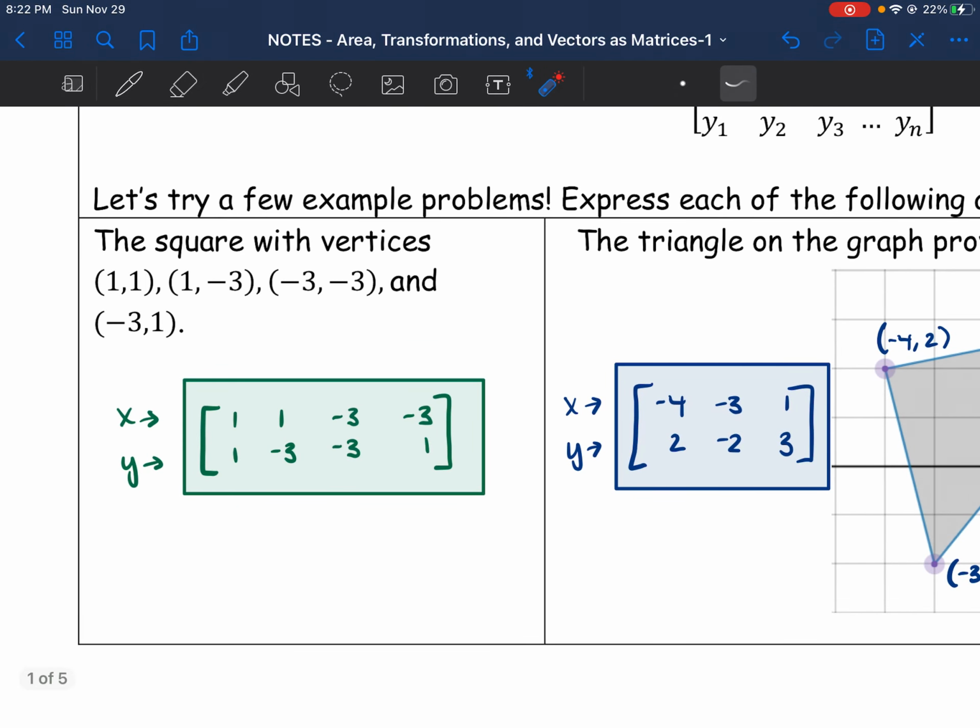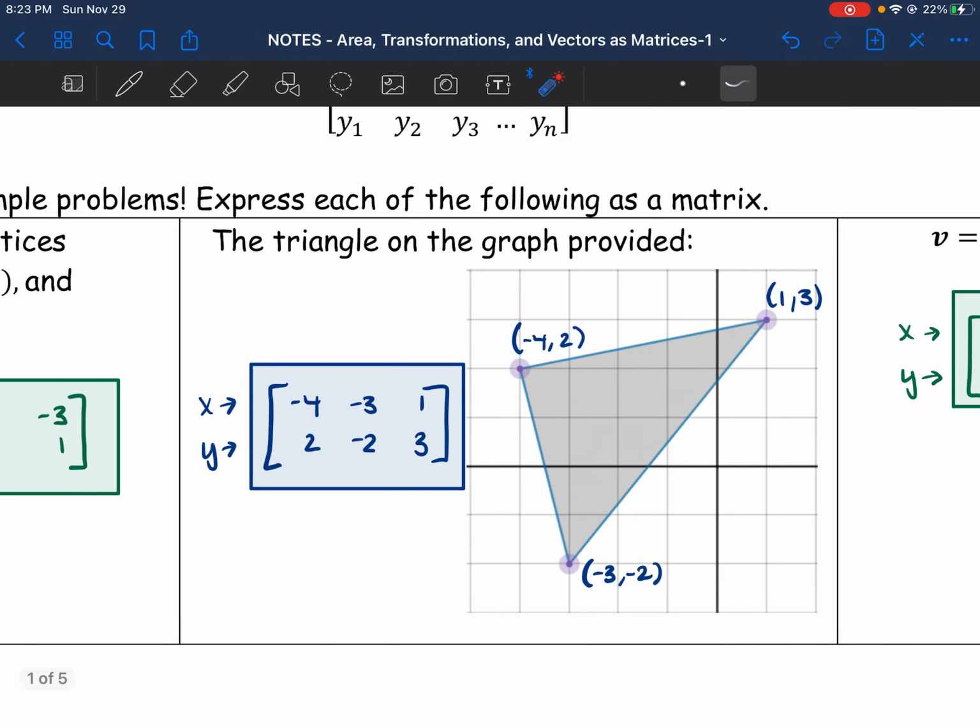We want to write each one of these as a matrix. So here we have a square with the following vertices: 1, 1, 1, negative 3, negative 3, negative 3, and negative 3, positive 1. Notice that again, in matrix form, the top row is going to represent the x values, the bottom row is going to represent the y values, and we have to make sure that they're corresponding. So let's take this point for example, 1, 1. If the x value is positive 1, then its corresponding y value would go in the same column. Same thing here, x value of 1, its corresponding y value will go in the same column, negative 3, and so on and so forth.